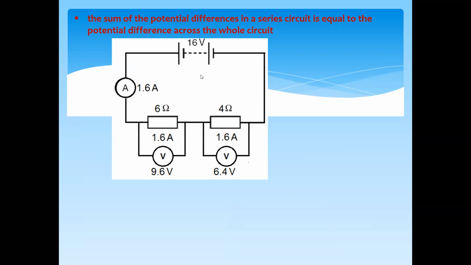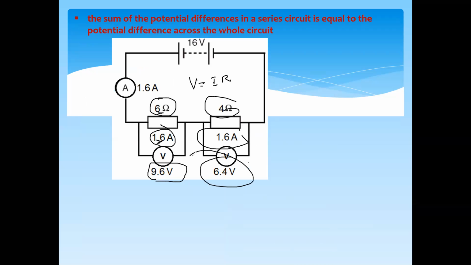And what about voltage? As we already discussed, we have the resistance and we know the current, so we use the formula V is equal to IR. We have the current 1.6 and resistance 6, so when we multiply, we get 9.6. And with current 1.6 and resistance 4, we get 6.4.